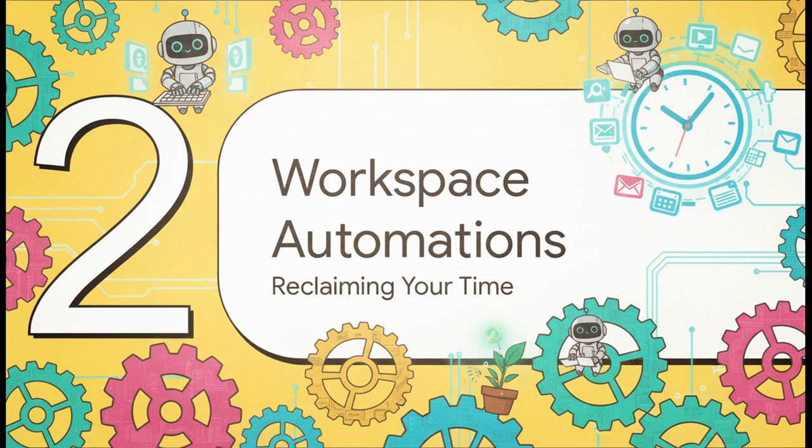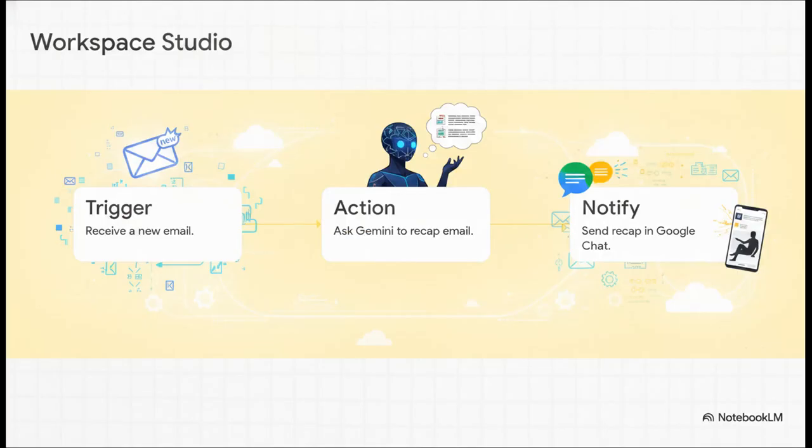All right, moving on to Section 2, automating your daily workspace and reclaiming your time. Let's look at how this builds into a fully automated workflow. Think of Workspace Studio kind of like a lightweight version of Zapier, but built right into your Google ecosystem. You just set a trigger, like, say, receiving a new email. Then you set an action, like asking Gemini to instantly recap that email. And finally, a notification. It sends that succinct recap directly to you via Google Chat. It completely handles the busy work so you can focus on the actual work.